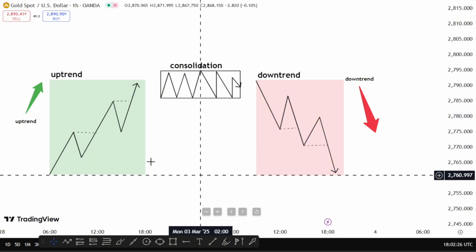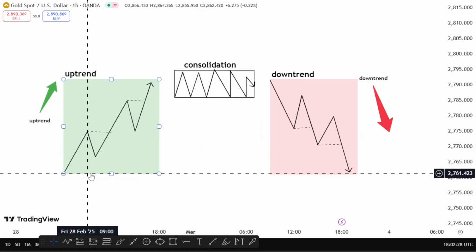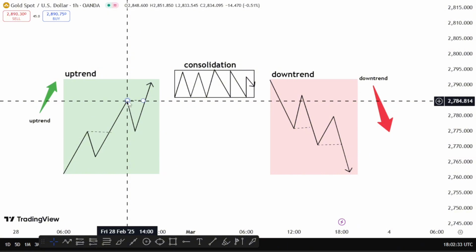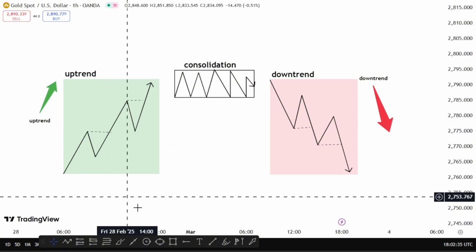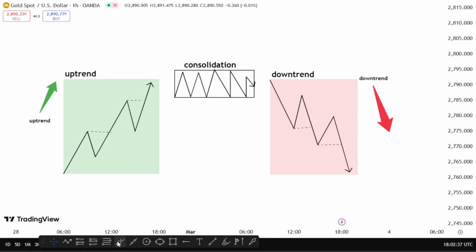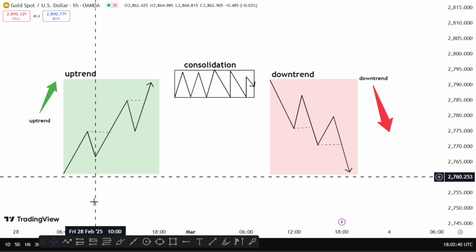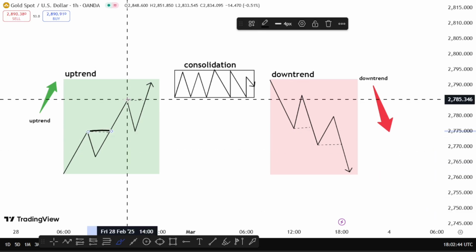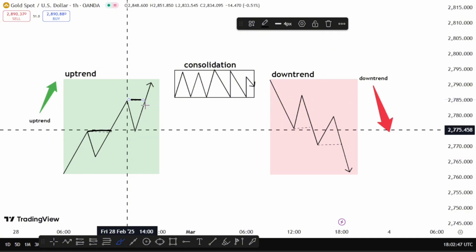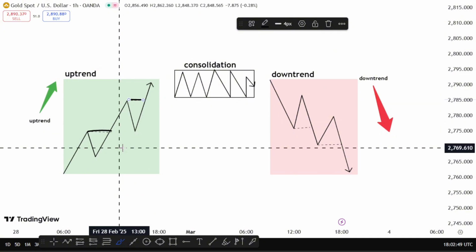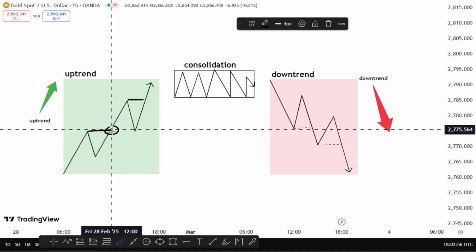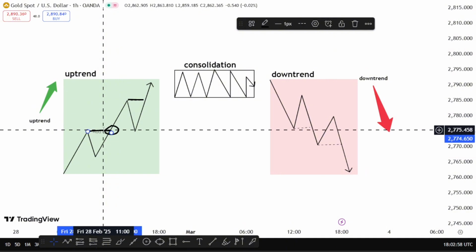What's an uptrend? An uptrend market is a scenario where the market continues to make highs and lows, highs and lows, where the market continuously breaks structure to the upside, and it continues in that series breaking structure to the upside. You might ask, where does the break of structure happen? The break of structure is happening right at this particular area right here.